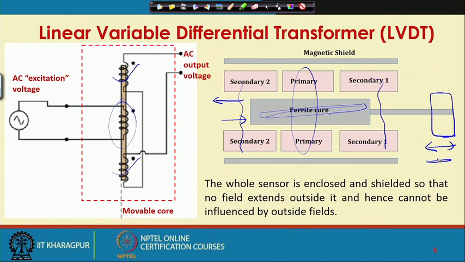The whole sensor may be enclosed and put inside a magnetic shield, so that no field extends outside it and hence it cannot be influenced by outside fields.